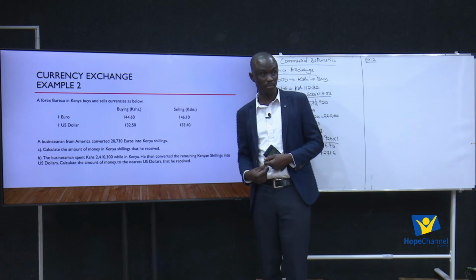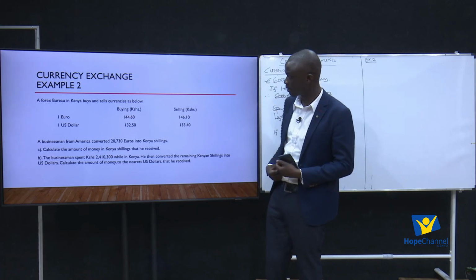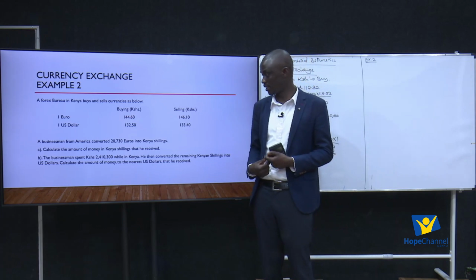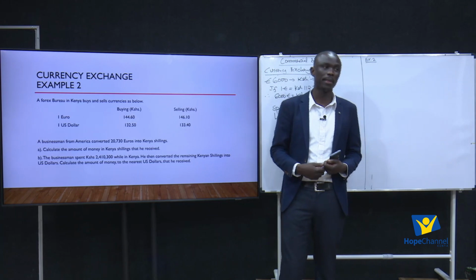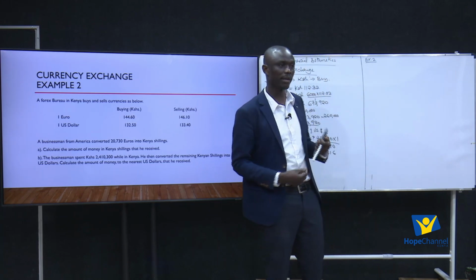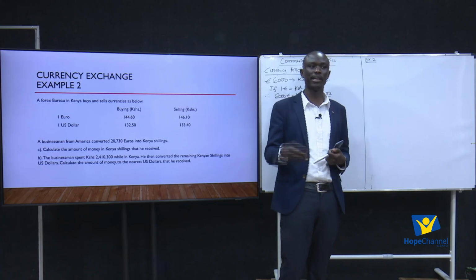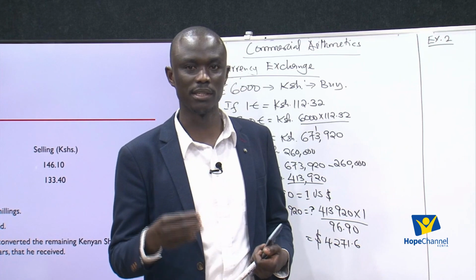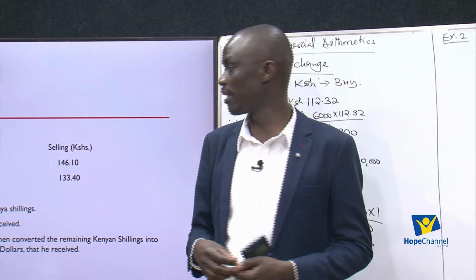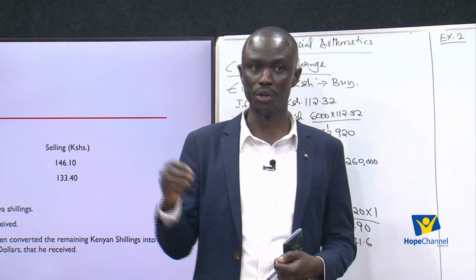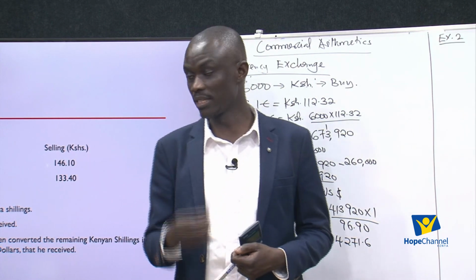A businessman from America converted 20,730 euros into Kenya shillings. So remember, this businessman is from America. What that English tells us is that the businessman is now in Kenya, but he or she came from America. So he is in Kenya with some euros, so he needs to convert these euros into Kenya shillings. So he has the foreign currency.